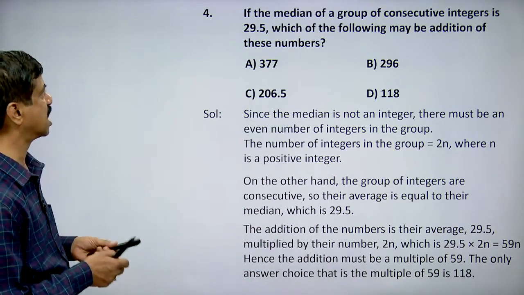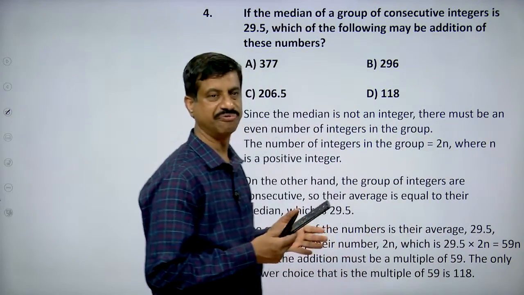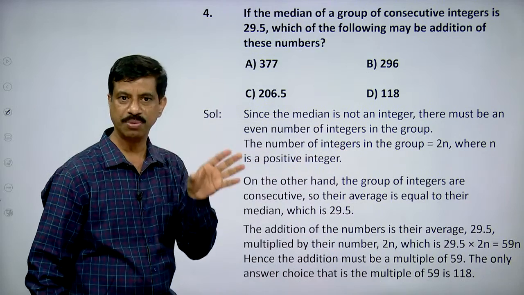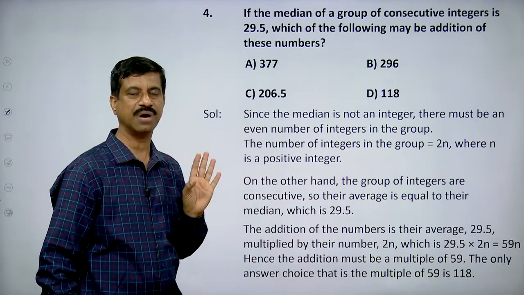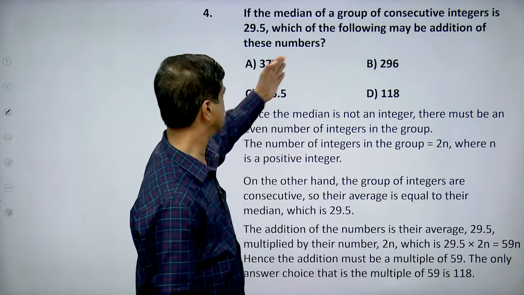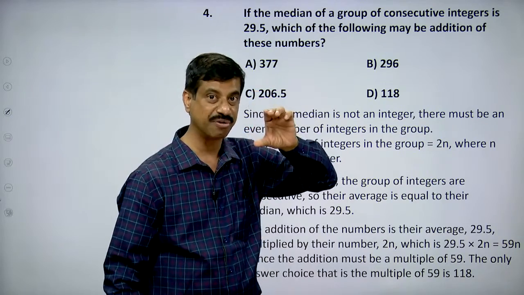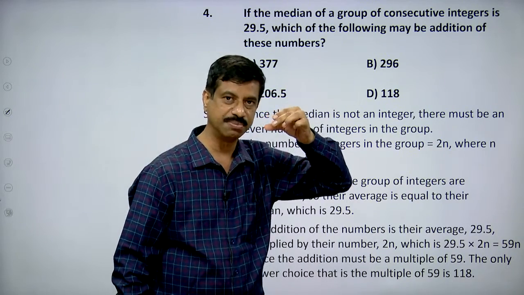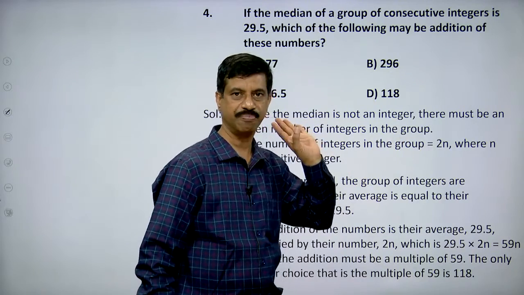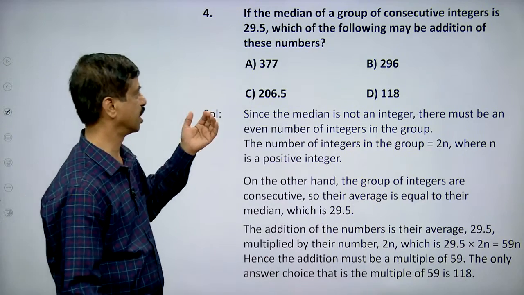But are we starting from 1? Did he state that we are starting from 1? No. We don't know where we are starting. But definitely since 0.5 has come, it means there are two middle terms, so the median becomes the average of those two. It is very clear that there is an even number of terms, with two middle terms whose average should be 29.5.